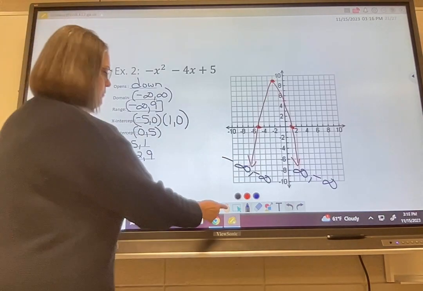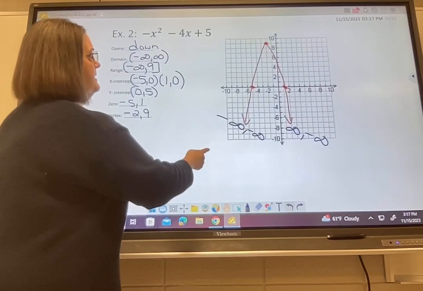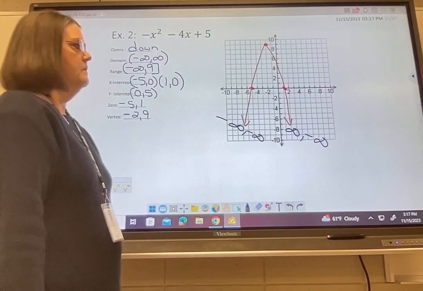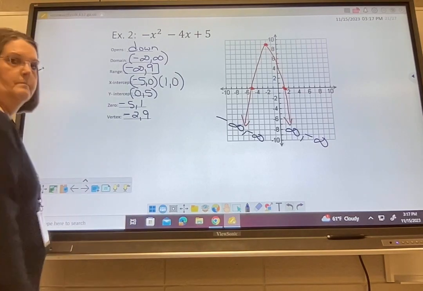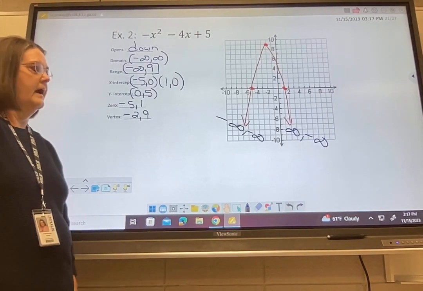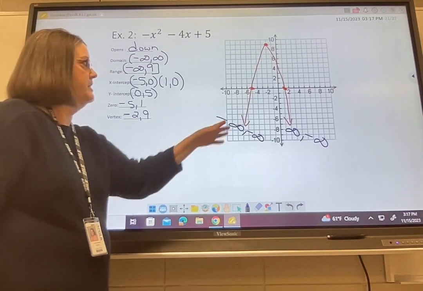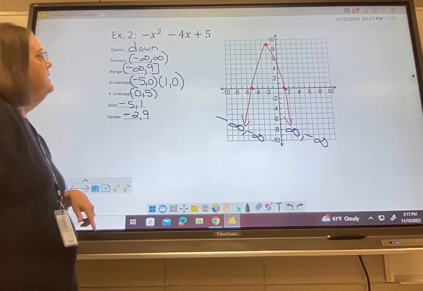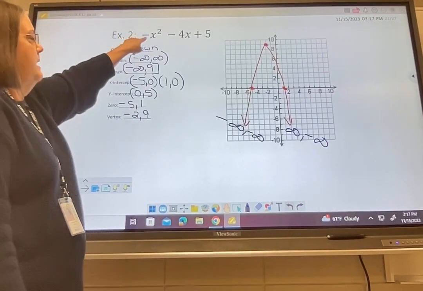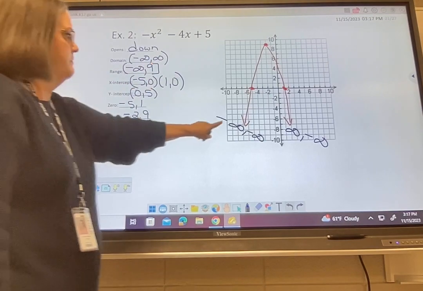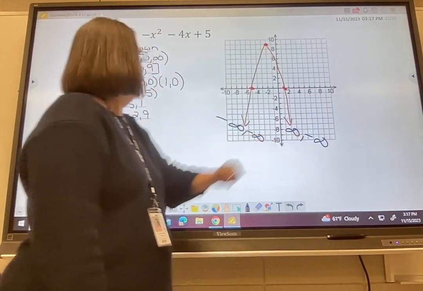Okay, now we have this graph, and again, go into Desmos. I'm not switching between Desmos and this for today's video, but I will when I teach this in class. I will go back and forth from Desmos to this, but I went ahead and sketched your graph. There it is. This one opens down. As you see, my x squared is negative, it's going down. So my domain is going from negative infinity to infinity.